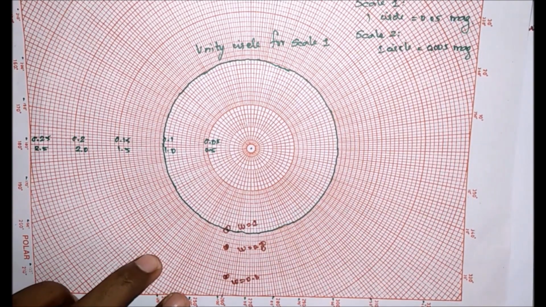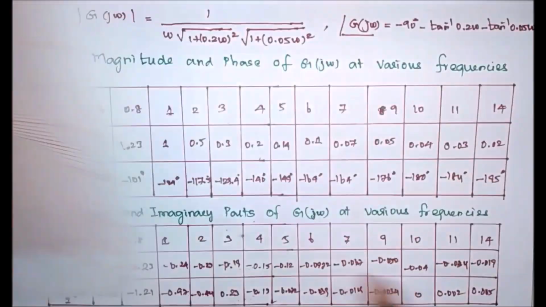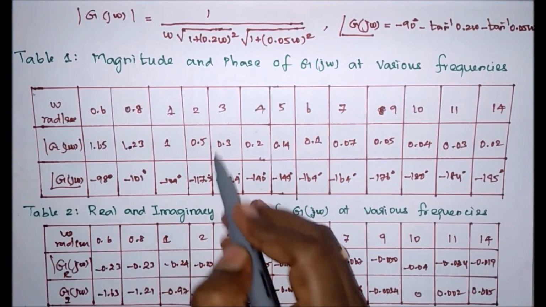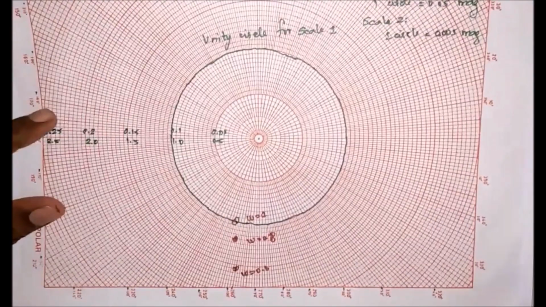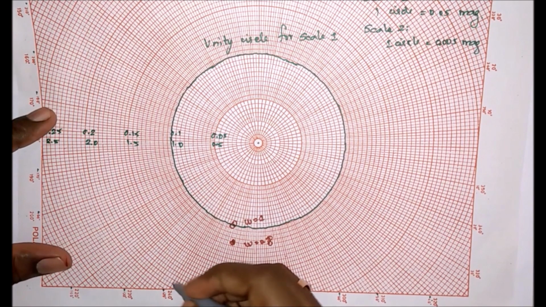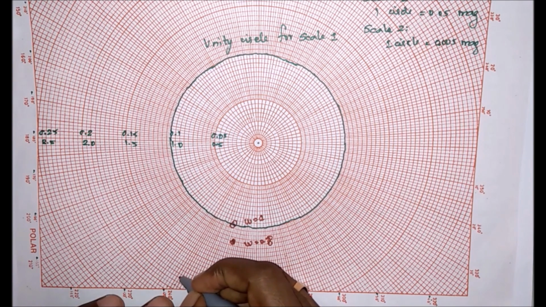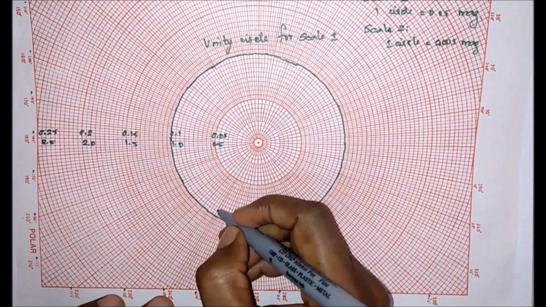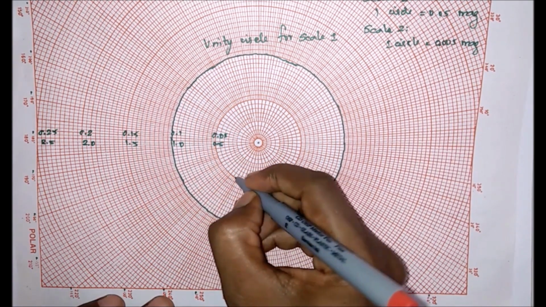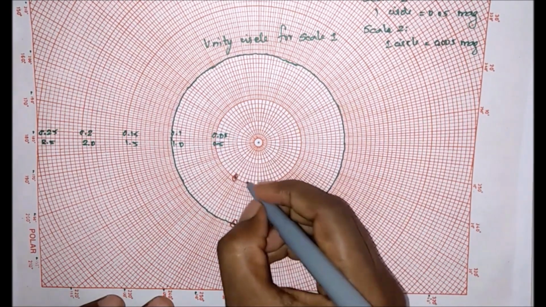So now for omega equal to 2, take magnitude equal to 0.5, angle equal to -117.5. So this will be the 1. This is 120, 119, 118, 117. So in the middle is 117.5. This is the next point when omega equal to 2.